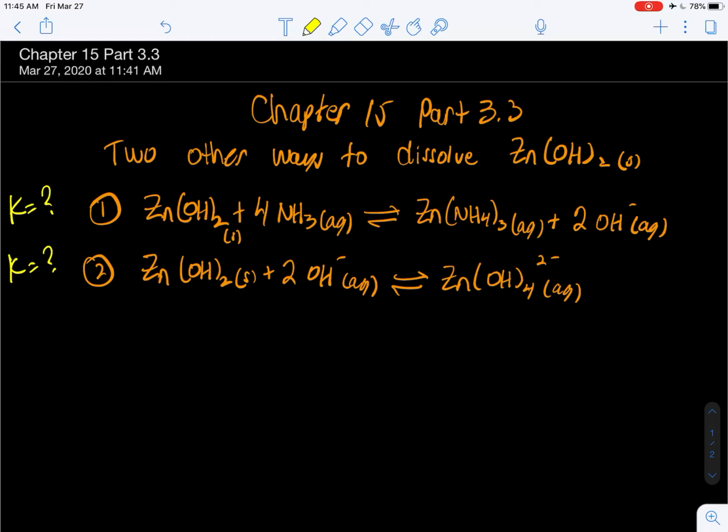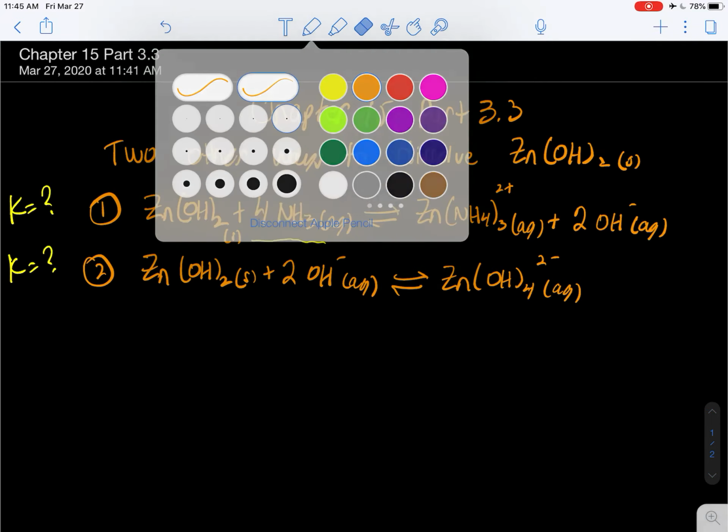We have two other ways that we can dissolve zinc hydroxide. One of the ways is to add ammonia to the zinc hydroxide solid, and this will magically make it disappear. The reason why is because zinc can form a complex ion.